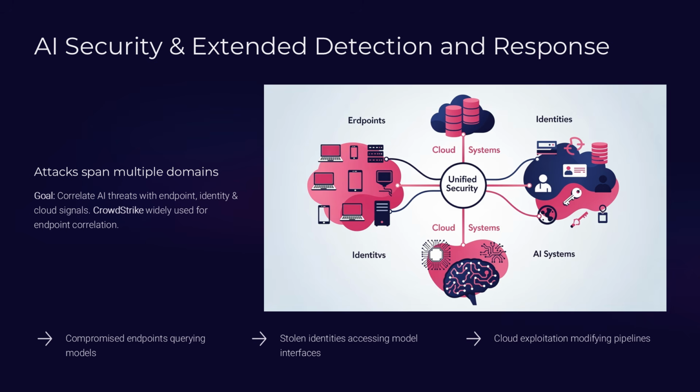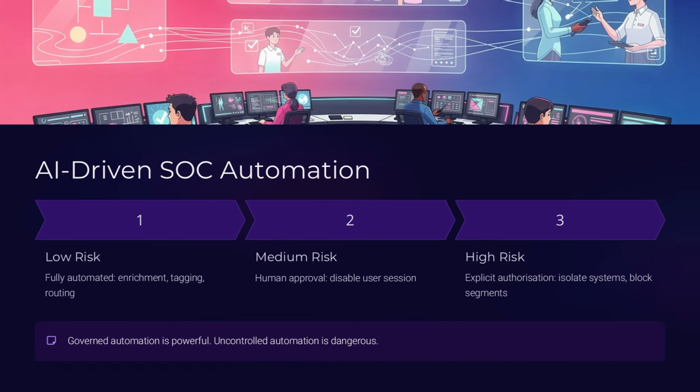Artificial intelligence security becomes more effective when it is correlated with broader enterprise attack signals. Now that you understand detection and correlation, let us move to the next evolution: automation. Artificial intelligence driven automation is transforming how security operations centers operate. Automation can help enrich alerts with context, summarize incidents quickly, recommend response actions, and perform safe containment steps under defined rules.